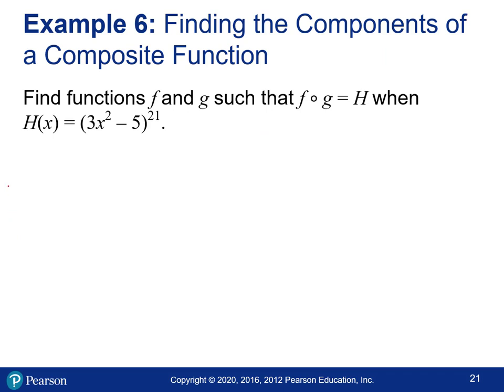Okay, we're almost done. Just a couple of last examples. This time we're going to be finding the components of a composite function, so kind of working backwards from what we've been doing, so undoing it. So find the functions f and g such that when you compose them, f composed of g, you get this result, which is h. Okay, so we're starting with the composition here, and we're trying to undo it.